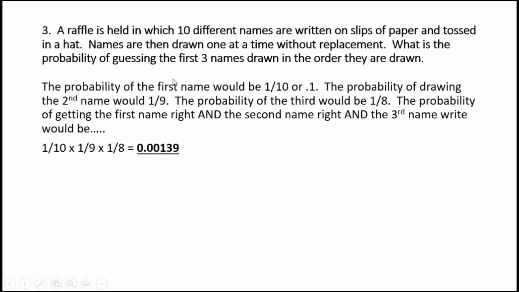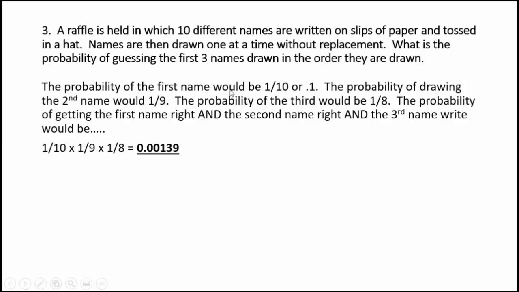All right, number 3. A raffle is held in which 10 different names are written on slips of paper and tossed in a hat. Names are then drawn one at a time without replacement. What is the probability of guessing the first 3 names drawn in the order they are drawn? One thing to realize is that the events in this case are not independent. Once you draw one out, it affects the probability of the next draw, since you're not putting that name back in.